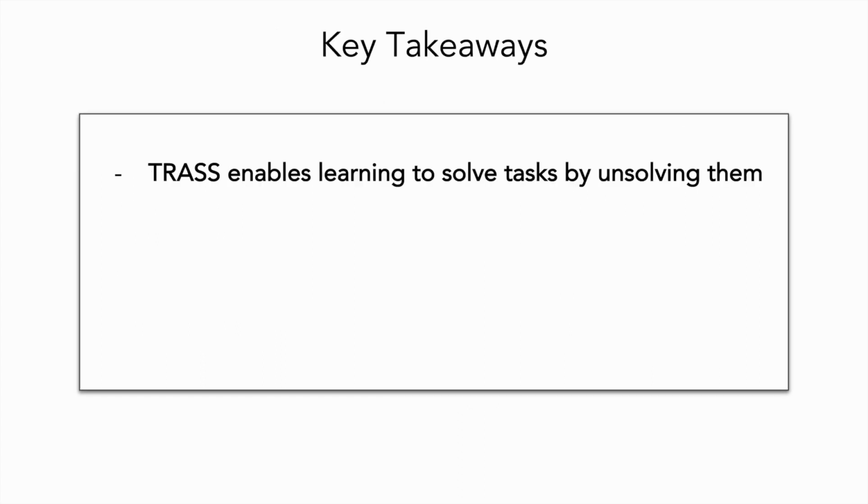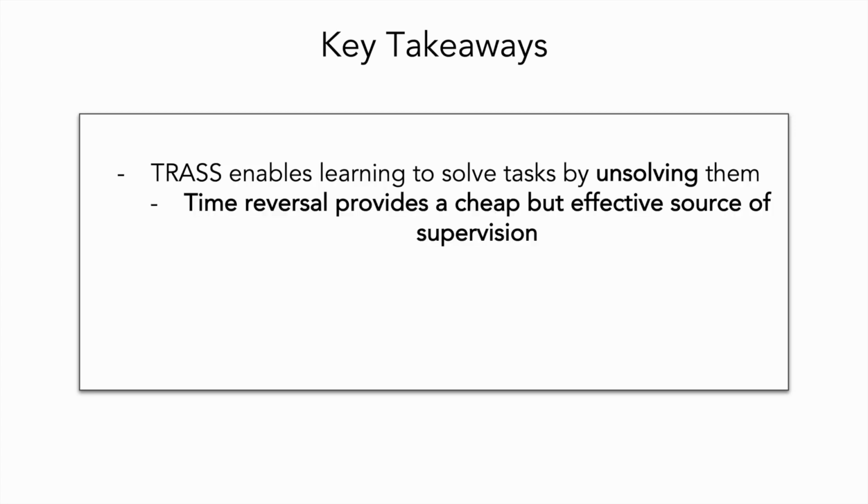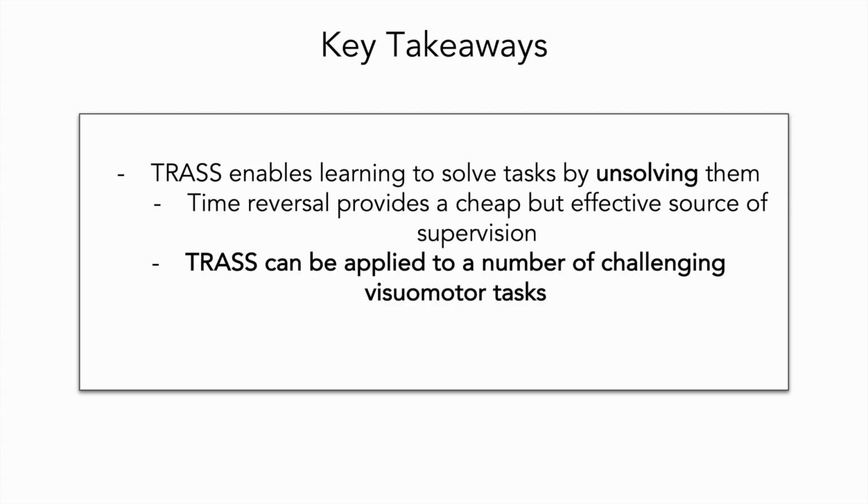the original task. The key takeaways are, TRASS enables learning to solve tasks by unsolving them. Time reversal provides a cheap but effective source of supervision, and TRASS can be applied to a number of challenging visuomotor tasks.